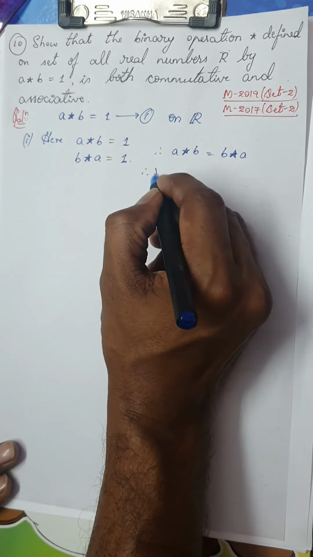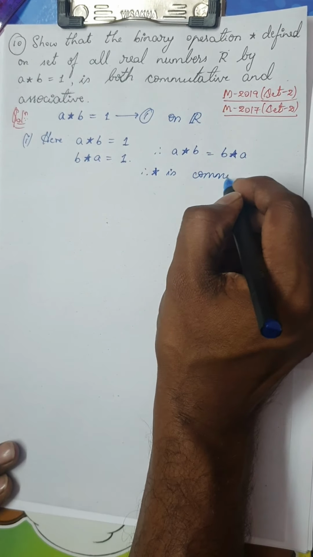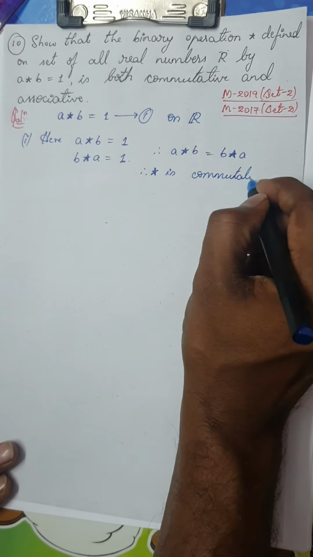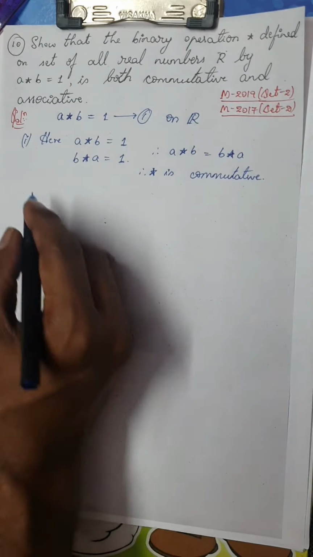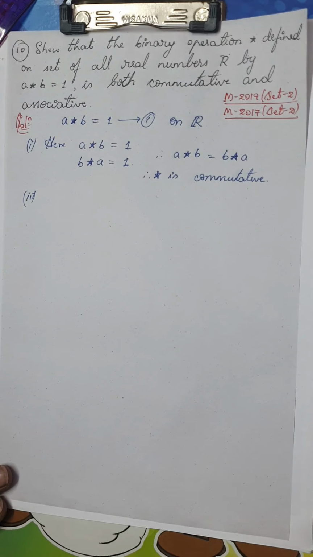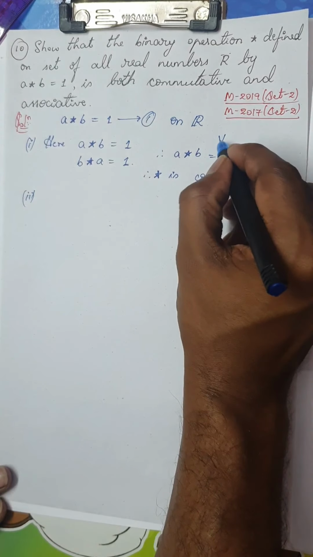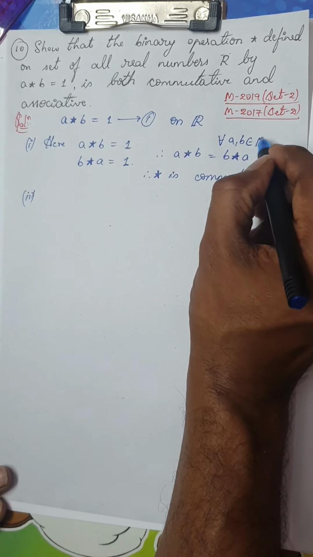Therefore, I can write star is what? Commutative. We write star is commutative. Okay, are you following? Right, going on to the second one. Remember, this happens for any two elements, for all a comma b belongs to R.